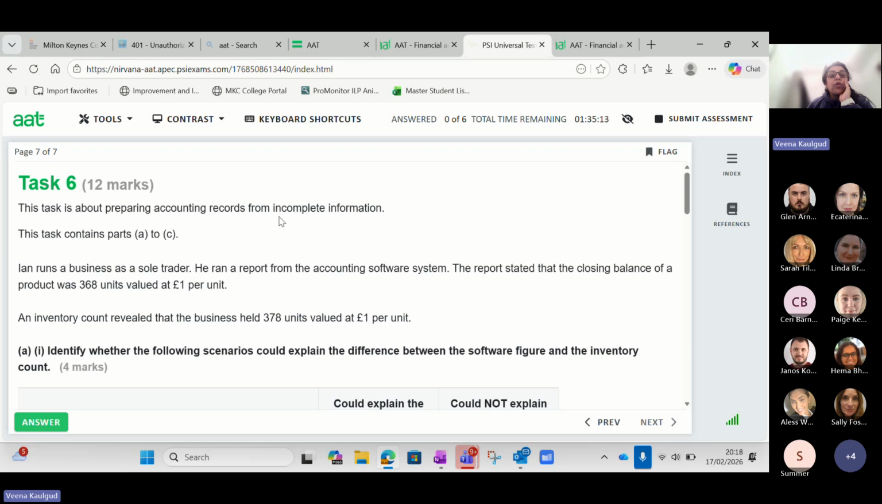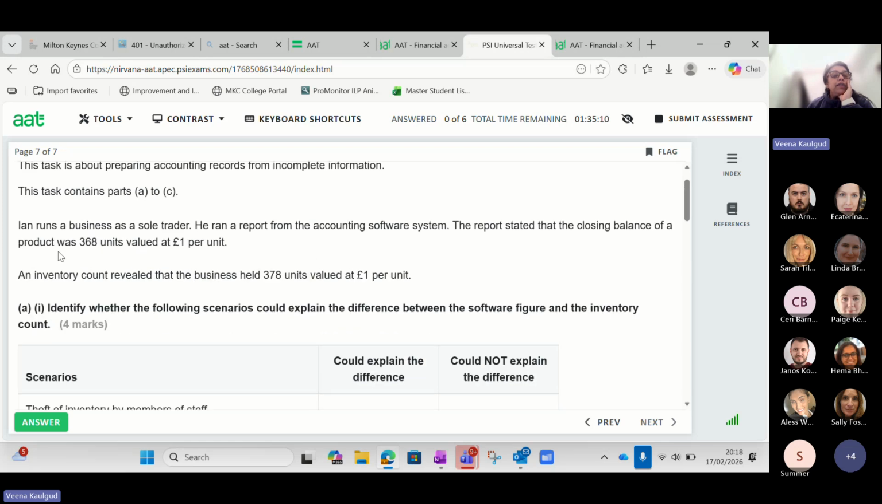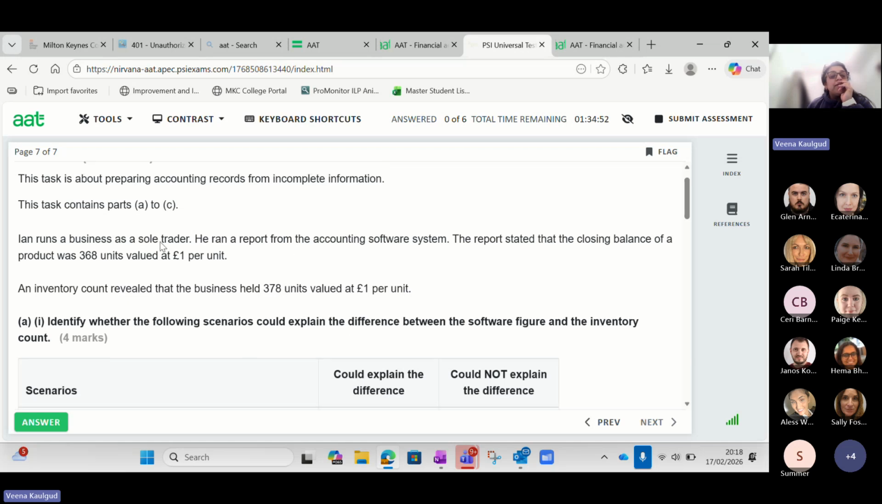This task is about preparing accounting records from incomplete information. Ian runs a business as a sole trader. He ran a report from the accounting software system. The report stated that the closing balance of a product was 368 units, valued at £1 per unit. An inventory count revealed that the business held 378 units, valued at £1 per unit. So on my closing balance it is showing me 368, but when they counted, it is showing more, in fact 378.